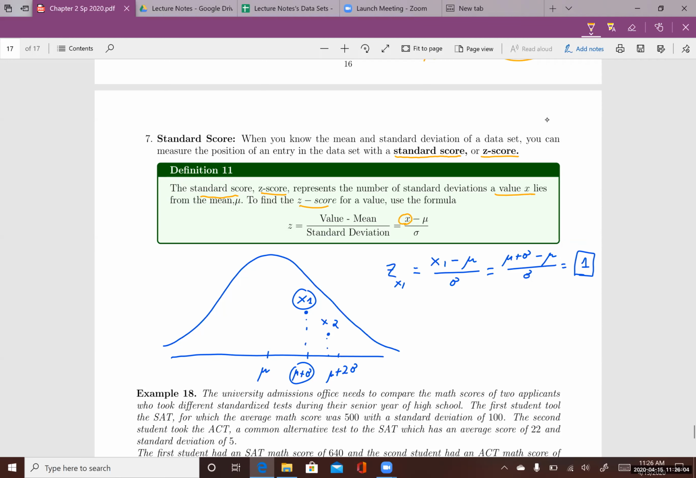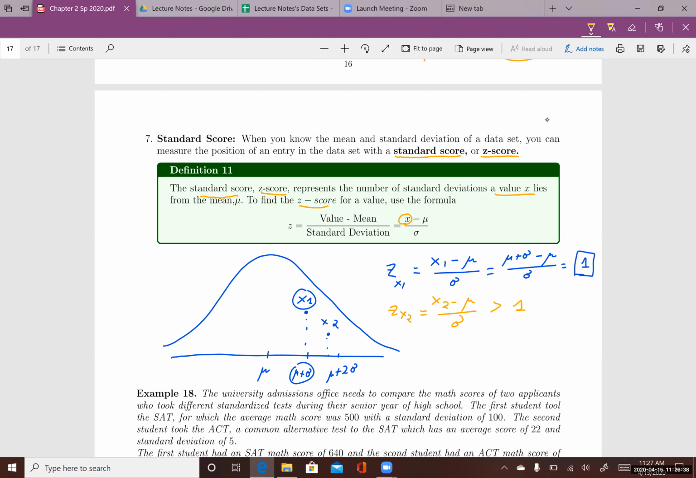Now go to z of x2. Z of x2 is a value in between these two, right? Mu plus sigma and mu plus 2 sigma. I don't have any special information about x2, but I can still find the z-score for x2: x2 minus mu divided by standard deviations. And you know that z of x2 here should be greater than 1, and it should be less than 2 because it's not 2 standard deviations away from the mean just yet.